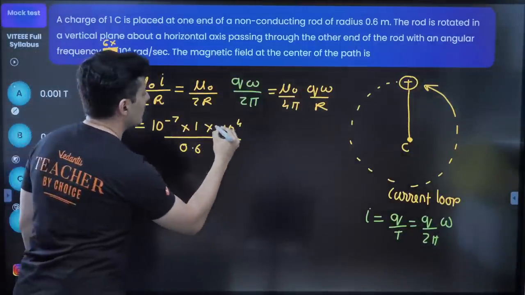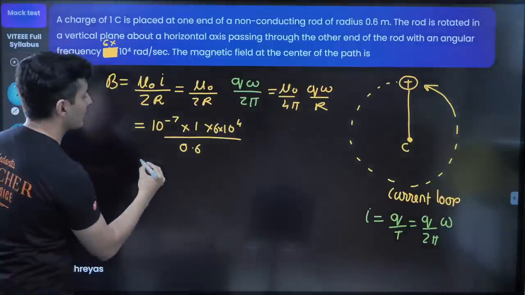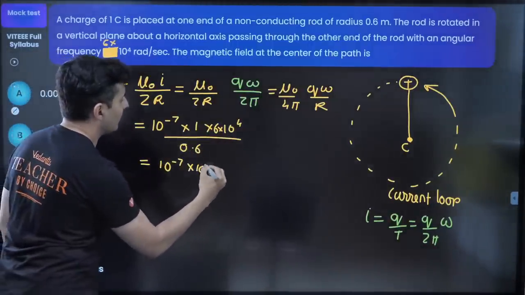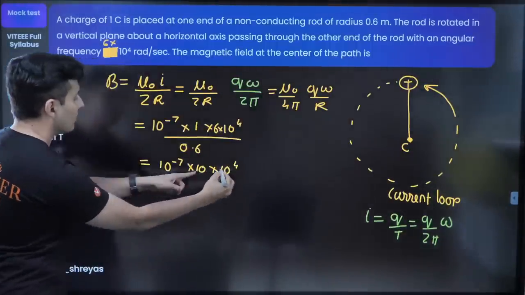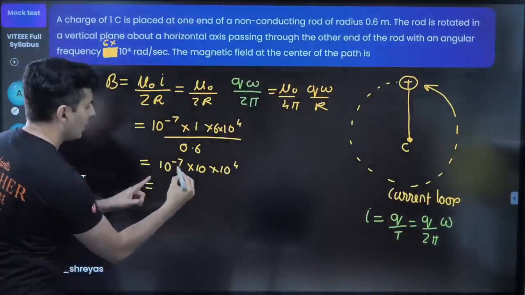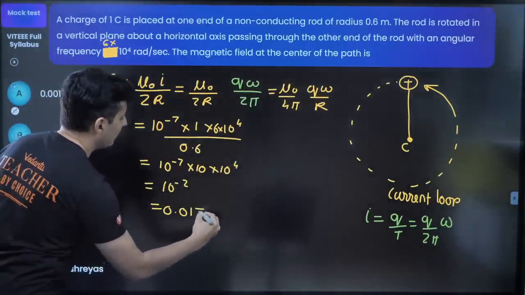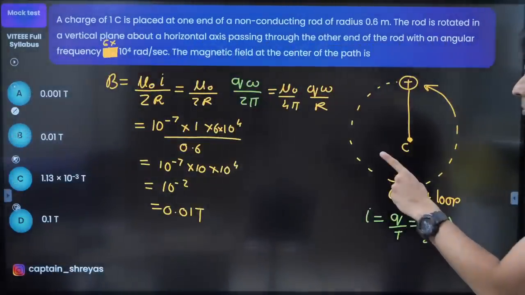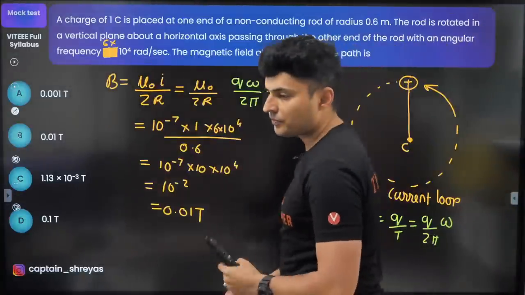So basically you will have 6 into 10 to the power 4 over here as omega. R is 0.6. So this will be nothing but 10 to the power minus 7. 6 by 0.6 is nothing but 10. And you will also see this is 10 to the power 4. So this will be 10 to the power 5. So 10 to the power 5 and 10 to the power minus 7 is 10 to the power minus 2, which is 0.01 Tesla. So 0.01 Tesla is the answer. So option B should be correct. Yes, it is.